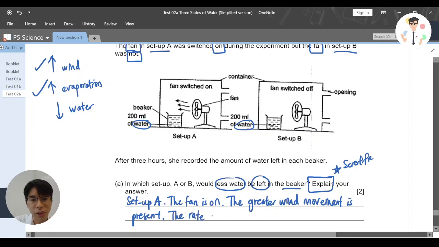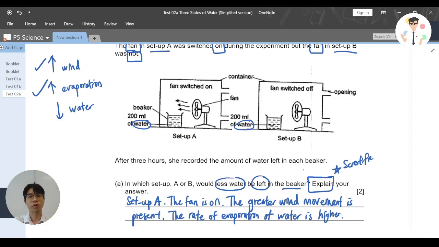The rate of evaporation of water is higher. So again, it's the same thing here. Presence of wind higher, rate of evaporation higher, less water. Okay. So now let's look at B.